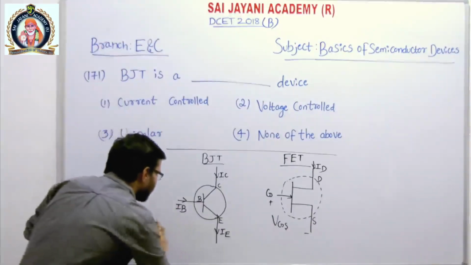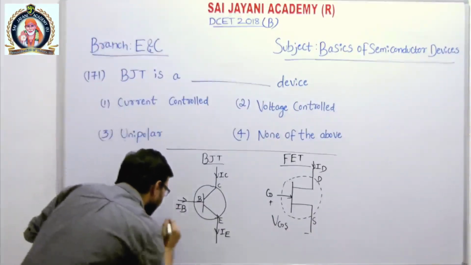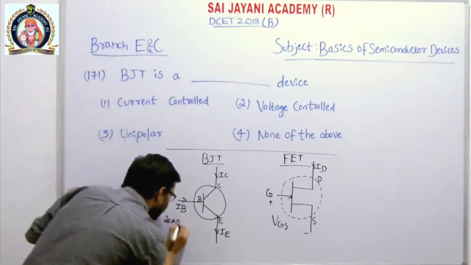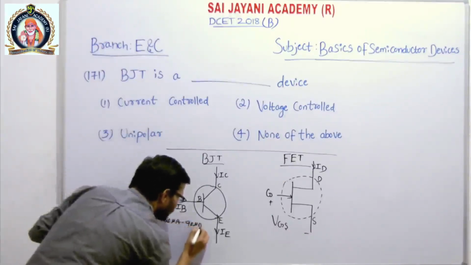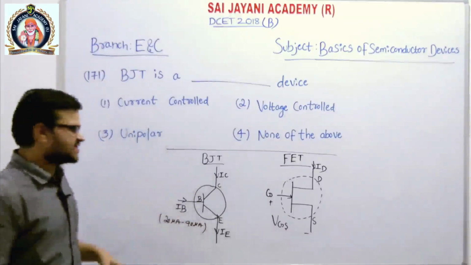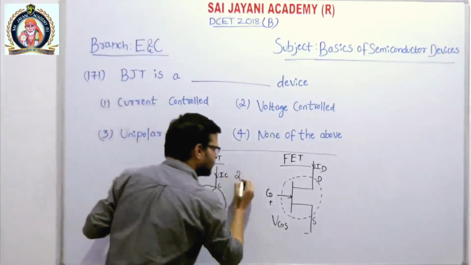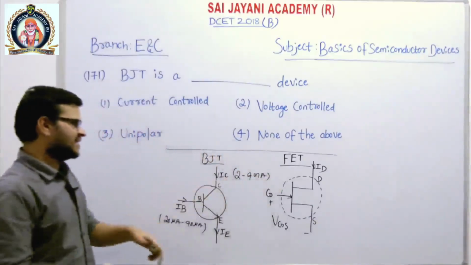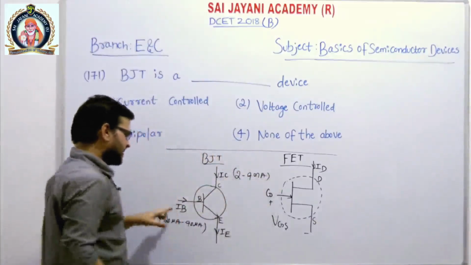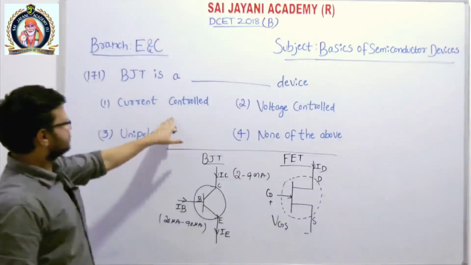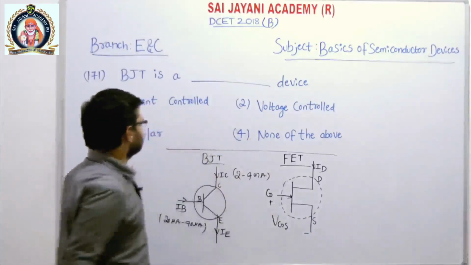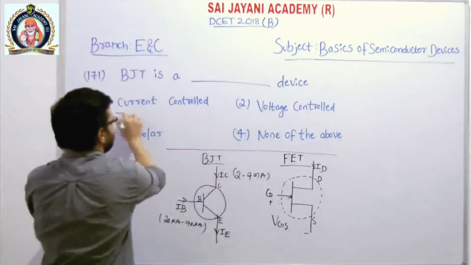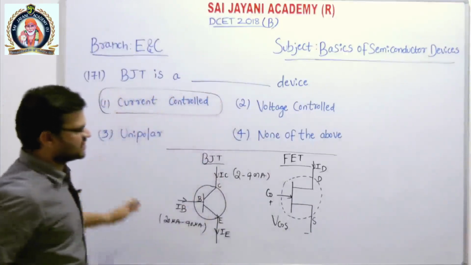Suppose you increase the base current IB from 20 microampere to 40 microampere, then at the output side, that is the collector current, you are getting 2 to 4 milliampere. So the collector current is mainly controlled by the base current IB. So from the above options, the first one, that is current controlled, is the right answer for this question.